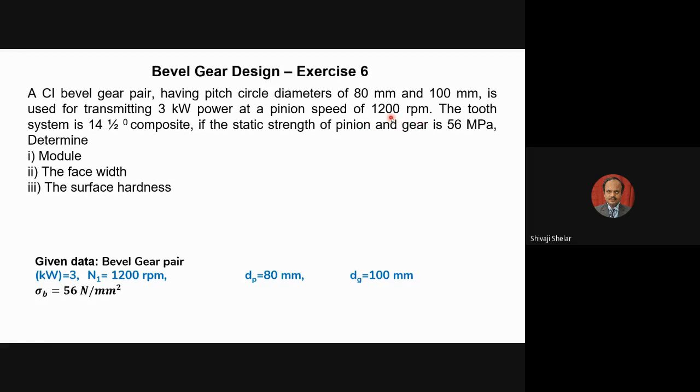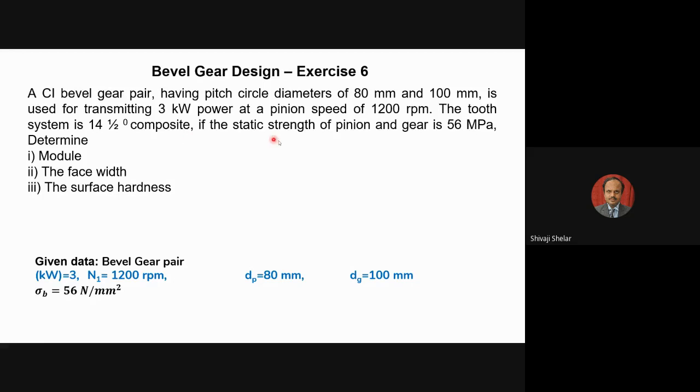So this is the input speed, and the tooth system is 14 and a half. You can take composite, or consider here, even though it is mentioned composite, we will take as involute, because as per our curriculum we have a limitation design thing for involute only. Composite means it will have some profile made up of involute, and another profile may be made up of another curvature, that is maybe of cycloid or epicycloid in nature.